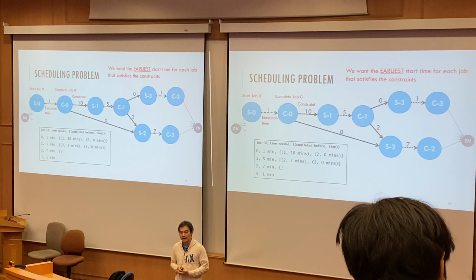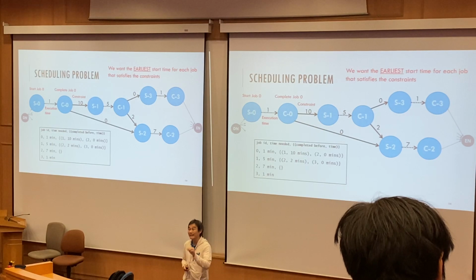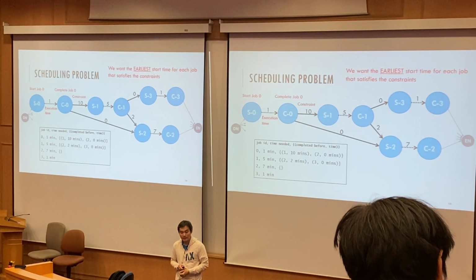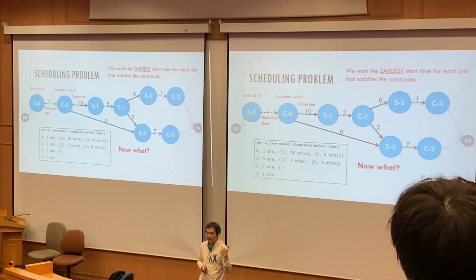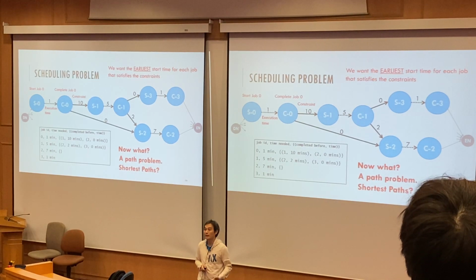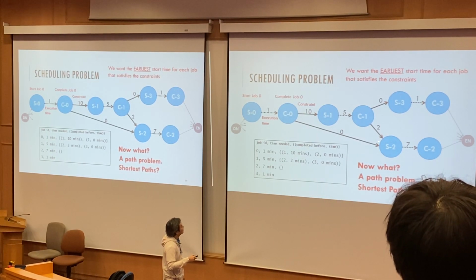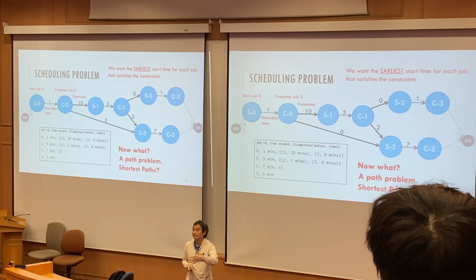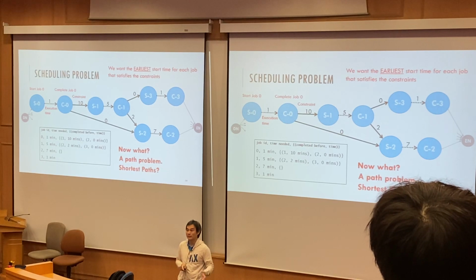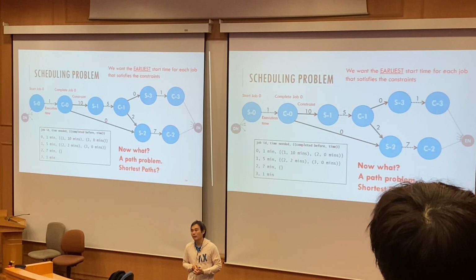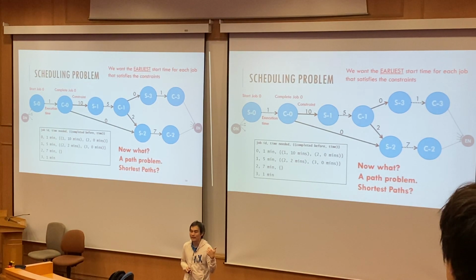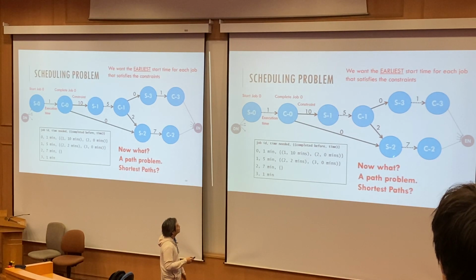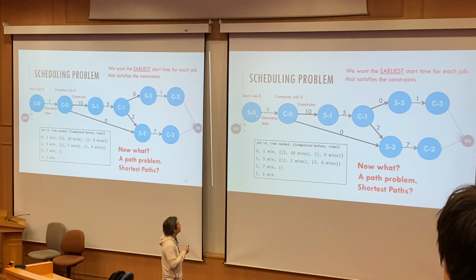We want the earliest start time for each job that satisfies the constraints. The earliest start time, not the latest. So if I want the earliest start time, what can I do? This looks a bit like a path problem. Remember, we were looking at paths and summing up the distances along the path. Is it the shortest path that we want? If you take the shortest path here, let's say for S2, what's the shortest path from S0? The shortest path is this one.